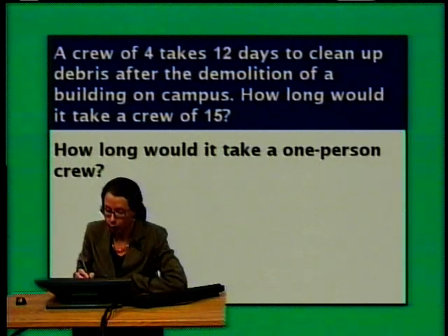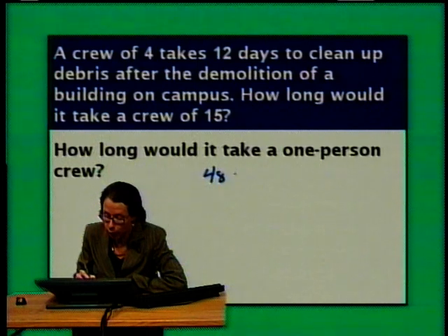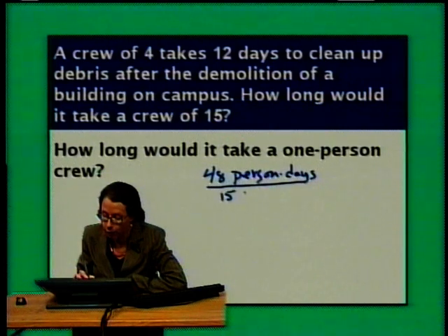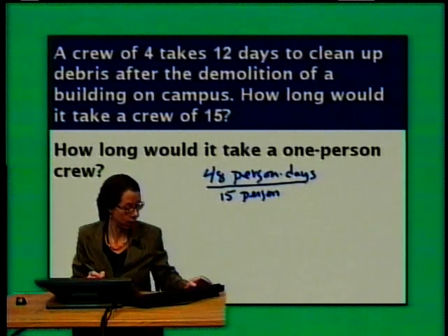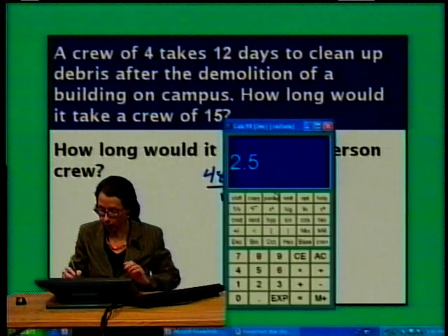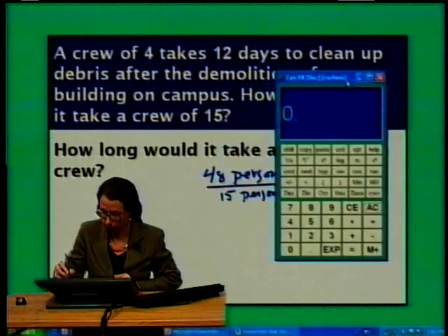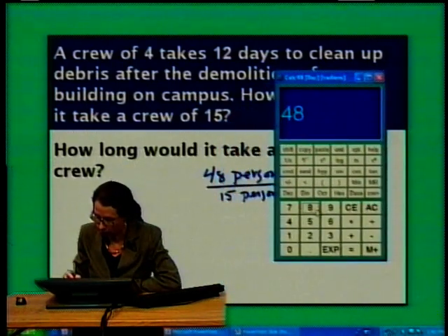Well, if I take my 48 person days and divide that by my 15 person crew, notice what the units of the result is going to be. It's going to be days. That's what I want to know. So pulling out my calculator, 48 divided by 15 is 3.2.